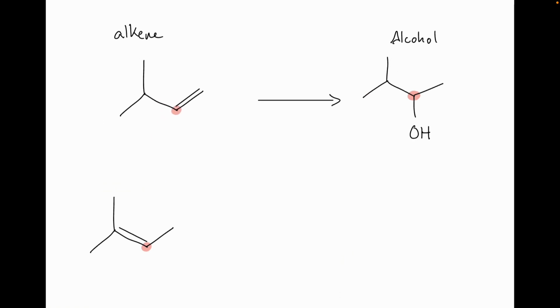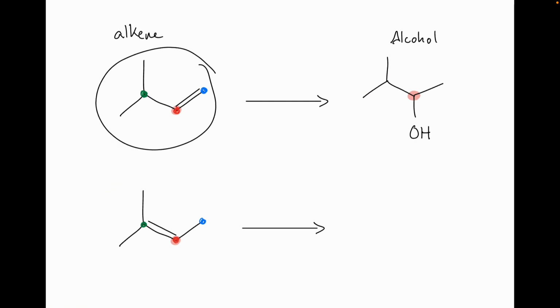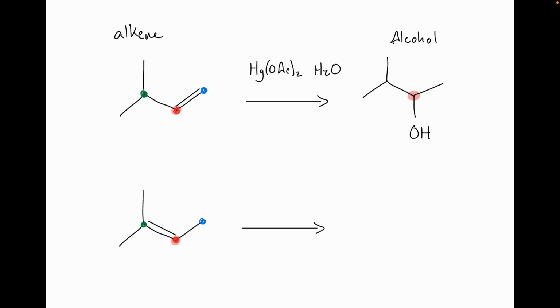And in this case, we could actually use either one to get to my product, but we'd have to be clever about which reagent we choose. So in this one here, let's just color these. This one's green. This one's red. And this one's blue. Okay. So again, in both of these cases, I need to add that OH group to my red carbon. In this one here, is that red carbon more or less substituted than the carbon on the other side of the double bond? More substituted. So if I'm going to start with this alkene, I can get to this product, but I need to make sure to use my oxymercuration reaction.